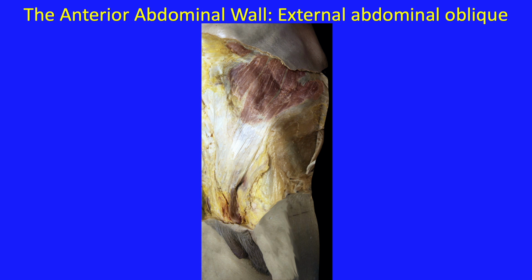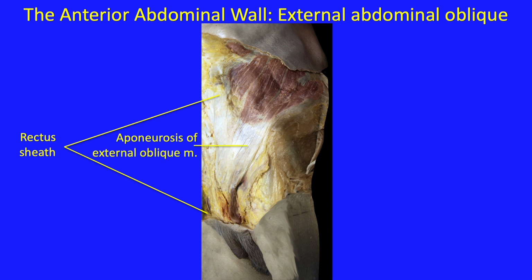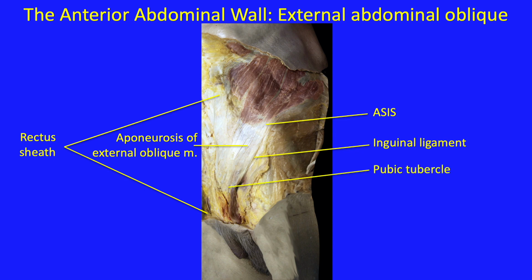Looking now at the cadaver from its anterior view, I can show you the anterior rectus sheath formed from the aponeuroses of the right and left external oblique muscles. The aponeurosis of the left external oblique is clearly evident. Also, from this view, the inguinal ligament becomes more visible. The inguinal ligament extends from the anterior superior iliac spine, ASIS for short, to the pubic tubercle.